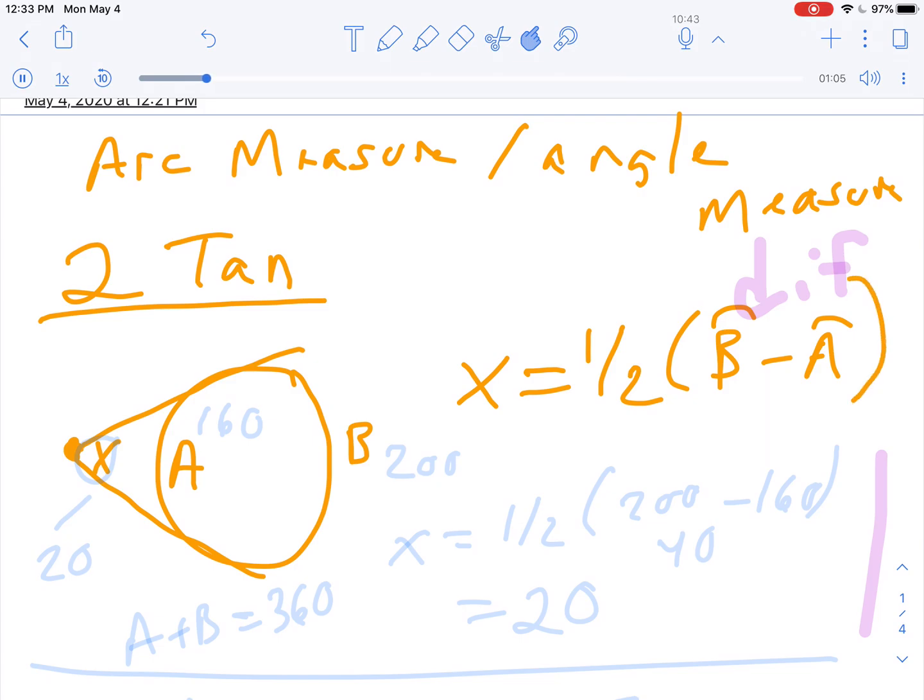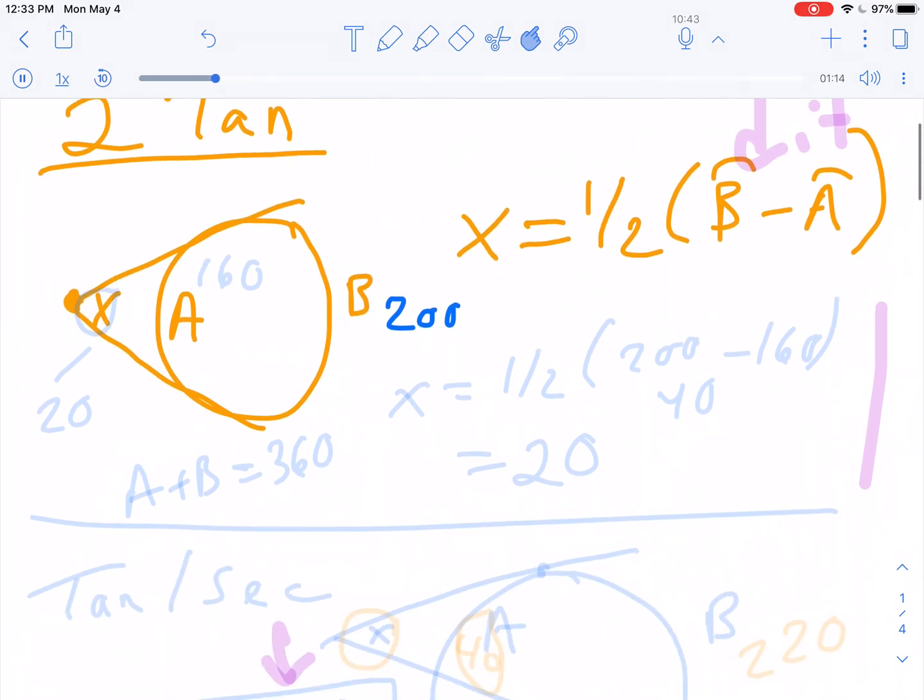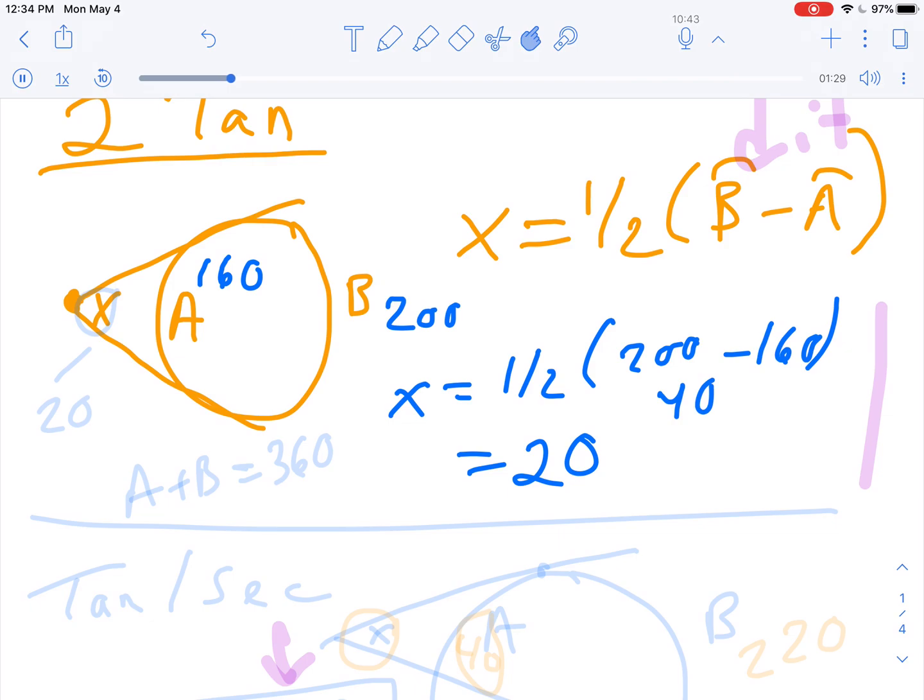So if I put some numbers in here, let's say that this was over here 200 degrees. Then by default, since they both have to add up to 360, this would be 160. Angle X then would be 1/2 of 200 minus 160, otherwise known as 40, and half of 40 would be 20. So angle X over here would be 20 degrees.